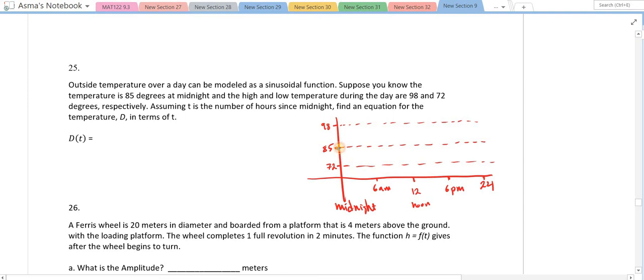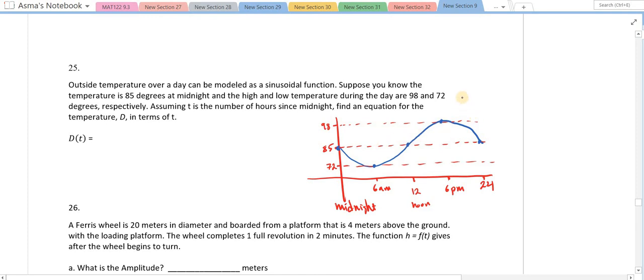We know that at midnight, the temperature is 85. The low is going to happen at 6 a.m. in the morning. So when it's 6 a.m. in the morning, it's going to hit 72 degrees. And then at noon, it's going to go back again to 85 degrees. And then at 6 p.m., this is where the temperature hits the high of the day. And then at midnight, it's going to go back again to 85 degrees. So if you graph it, this is basically the function we're looking for.